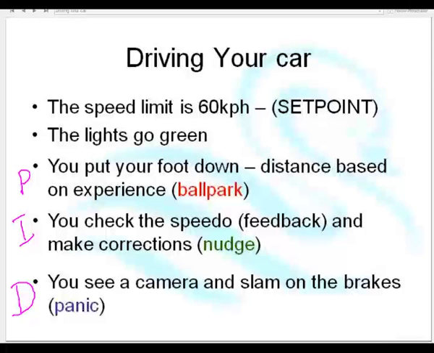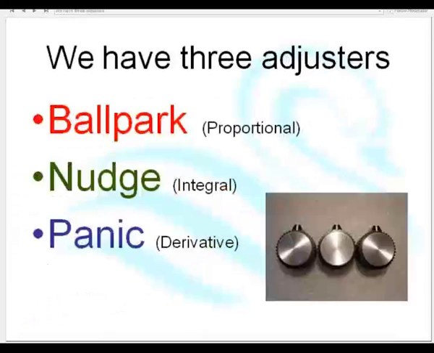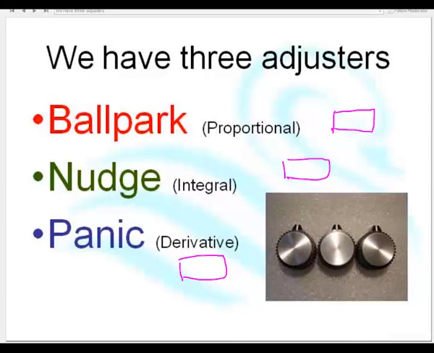So we have these three terms, P, I, and D, which I like to call ballpark, nudge, and panic, because that's pretty well what they do. So ballpark, nudge, and panic, they're three adjusters. They're three boxes in a PLC, and we have to put numbers in those 3 boxes. And by putting numbers in those 3 boxes, we will tune the control system and get it to control nicely. PID tuning is all about finding the numbers we need to put in those boxes.